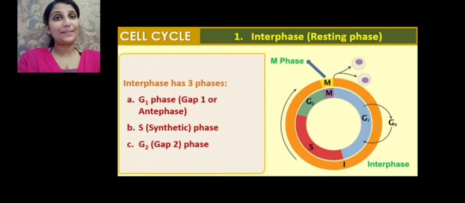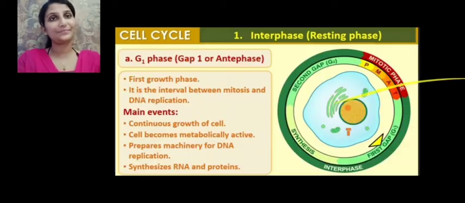The interphase can again be divided into three: we can see it is G1, S, and G2. What does G1 stand for? It stands for gap phase 1, or we can say it is a growth phase. Then S phase stands for synthetic phase, and G2 stands for the gap 2 phase.